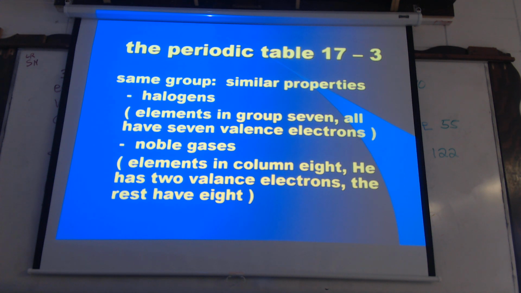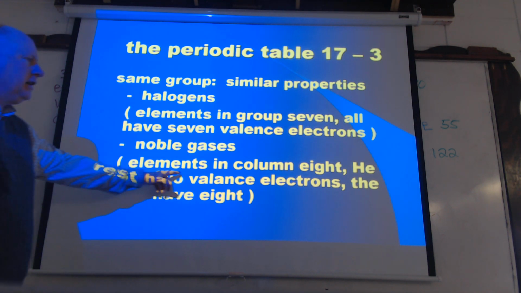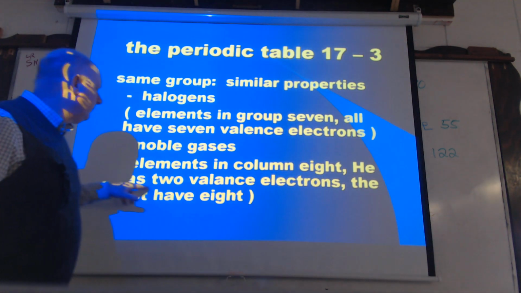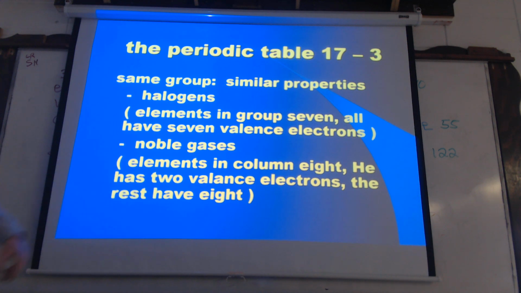Radon. No. Helium. Okay, tells you that right here. Okay, helium has 2 valence electrons.